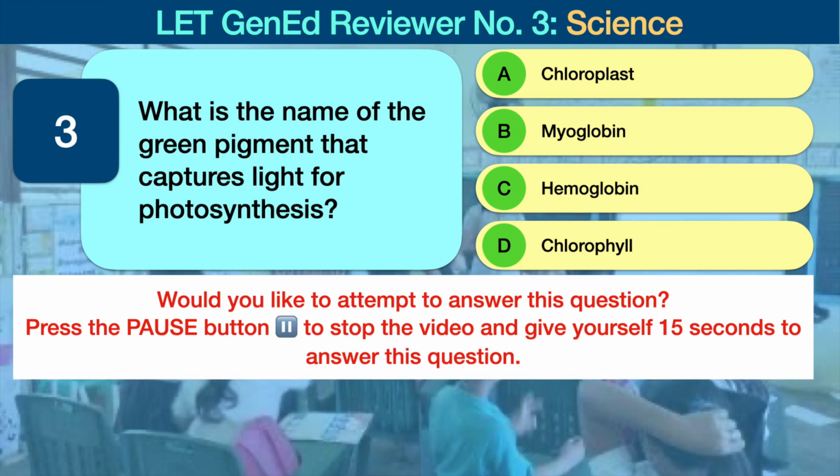Question number 3. Biology. What is the name of the green pigment that captures light for photosynthesis? A. Chloroplast. B. Myoglobin. C. Hemoglobin. D. Chlorophyll.